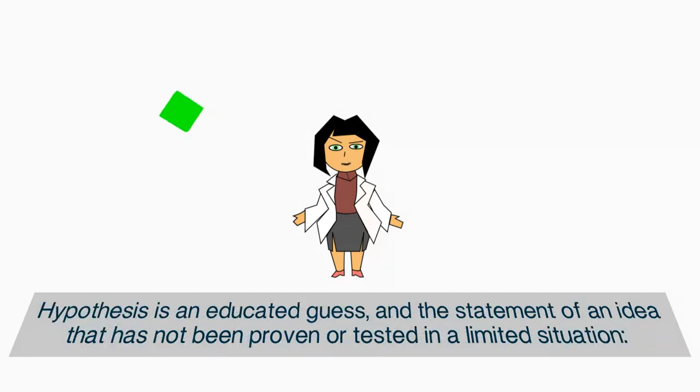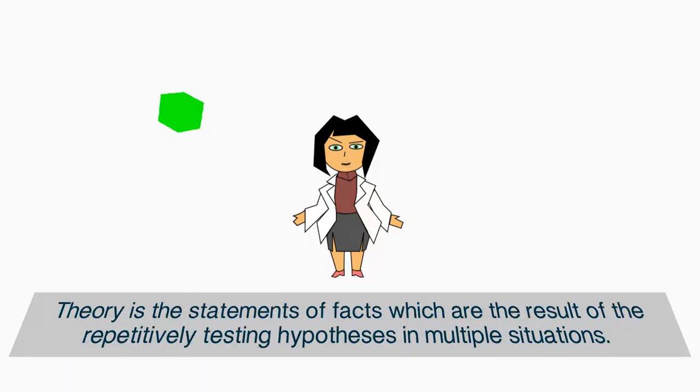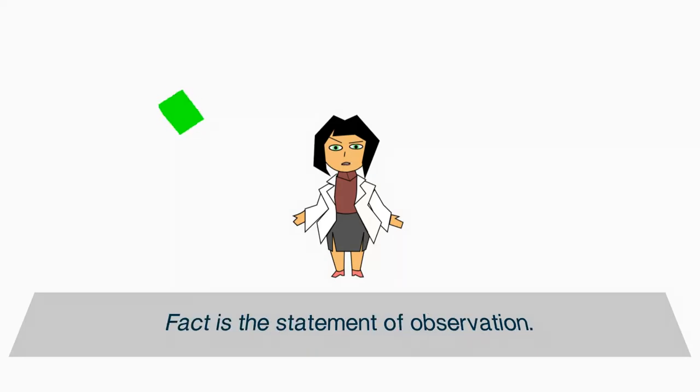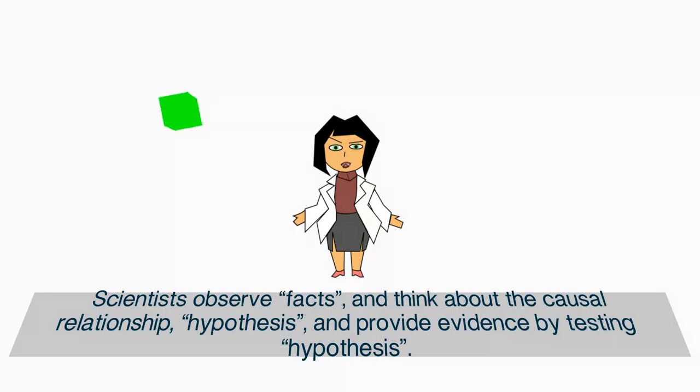A hypothesis is an educated guess and the statement of an idea that has not been proven or has been tested only in a limited situation. A theory is a statement of facts which are the result of repeatedly testing hypotheses in multiple situations. If a hypothesis is proved in multiple situations, the statement becomes a theory. A fact is the statement of an observation. Scientists observe facts and think about the causal relationship, form a hypothesis, and provide evidence by testing the hypothesis.